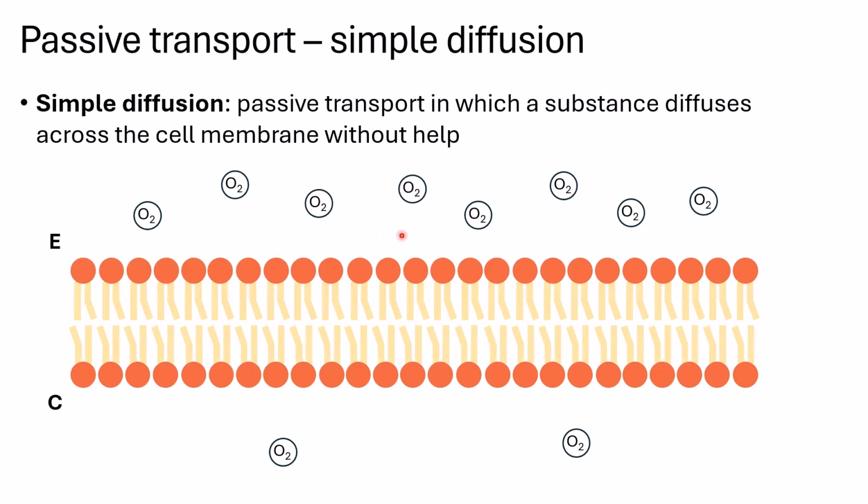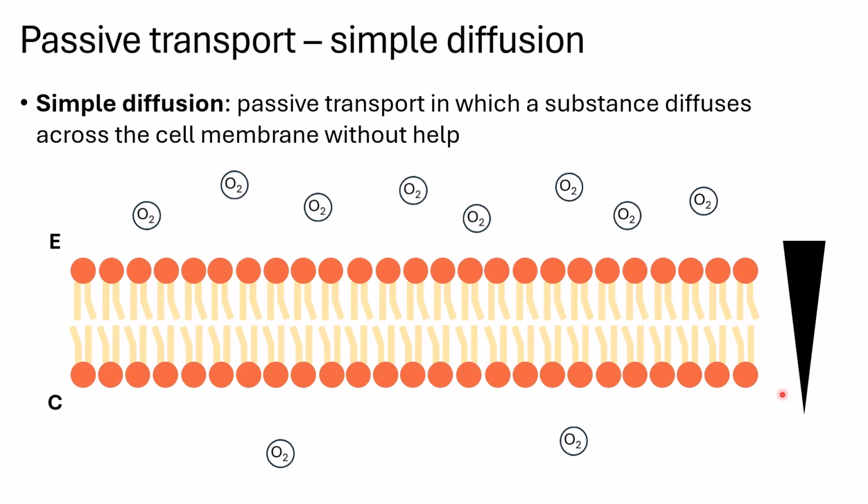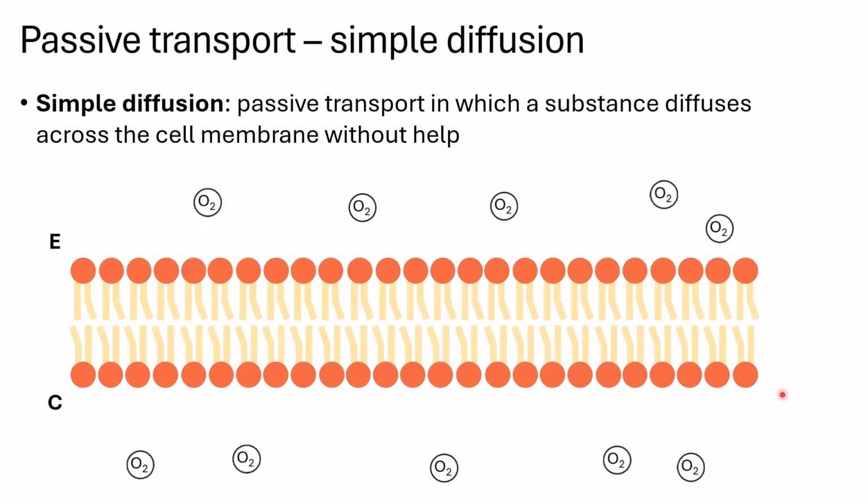There are more oxygen molecules on the extracellular side in this case, and we can depict the direction of the concentration gradient with a triangle. Now these oxygen molecules will diffuse across the cell membrane. Since the movement is ultimately random, oxygen molecules can move in any direction, but there will be a higher net movement of oxygen molecules from the extracellular side to the cytoplasm side until both sides have an equal concentration of oxygen.